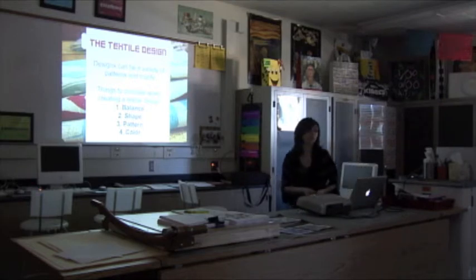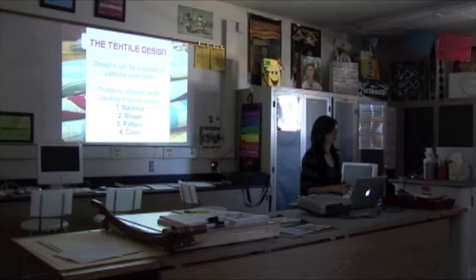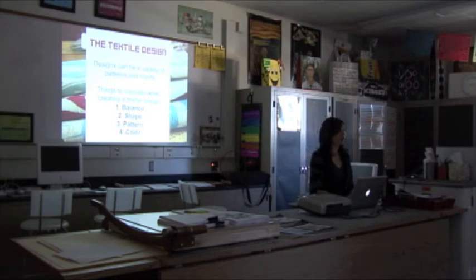Number one is balance. We're going to go over these in a little bit. Number two is shape. So do you want it as squares and triangles, or do you want it more like flowers and leaves? Pattern. Do you want a pattern? Do you want the shapes to be repeating? And color. So do you want to use warm colors, cool colors? Remember the color schemes we went over.